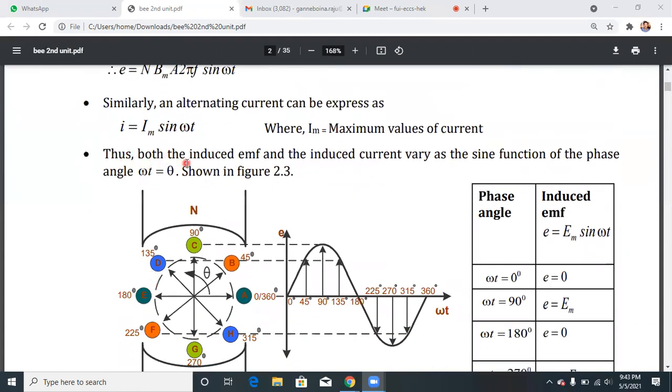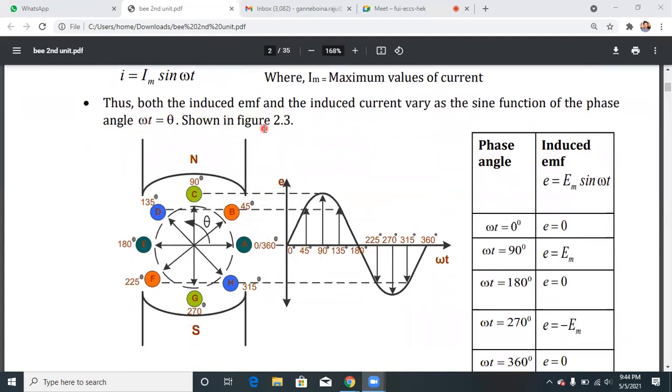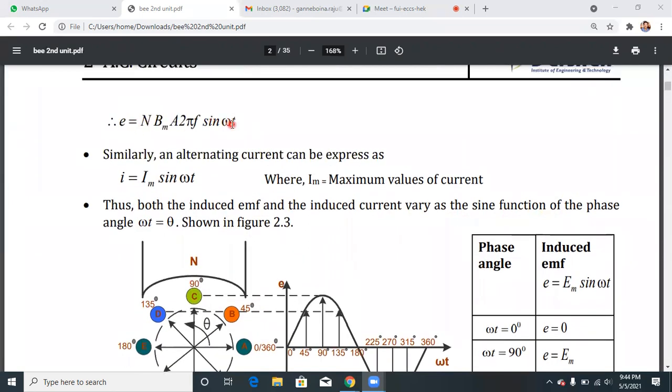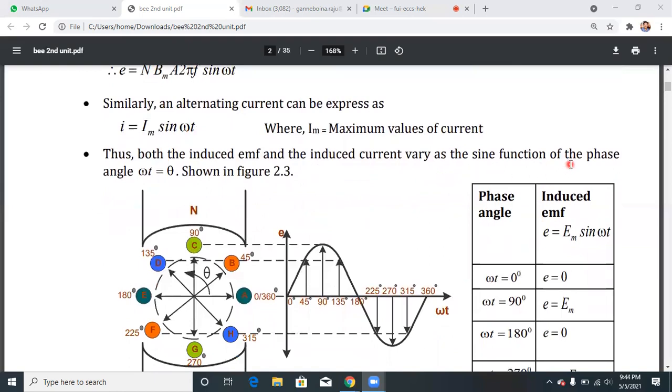Thus, both the induced EMF and the induced current vary as the sine function of the phase angle omega t. It is called a sine function, so it's alternating. Here you have to find the induced EMF at a particular instant. Both the induced EMF and induced current vary as a sine function. So e is proportional to sin omega t, and i is also proportional to sin omega t.